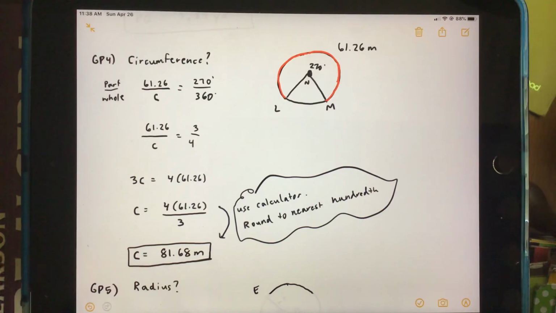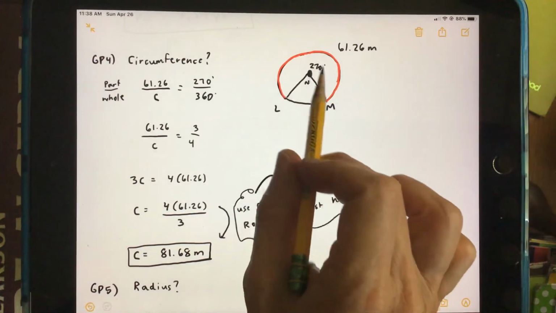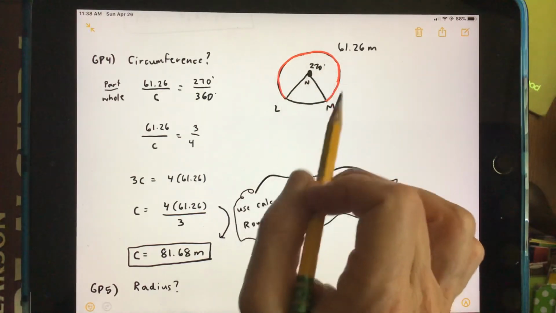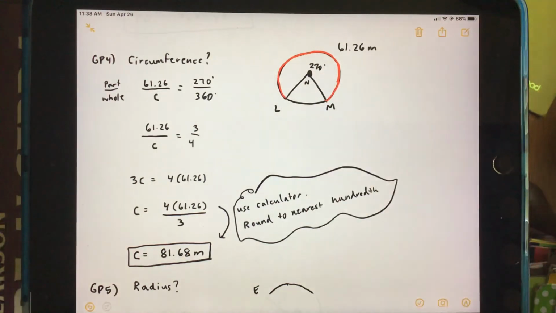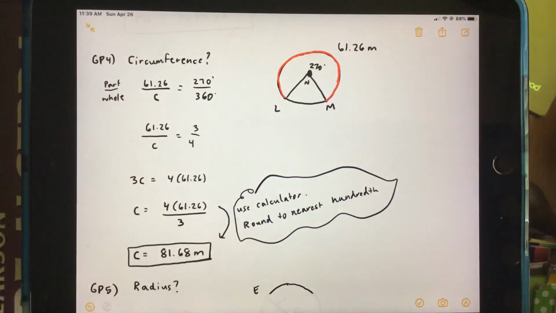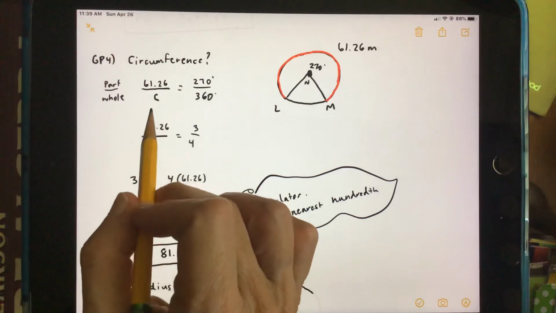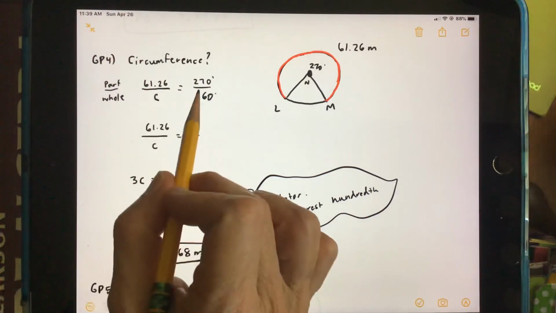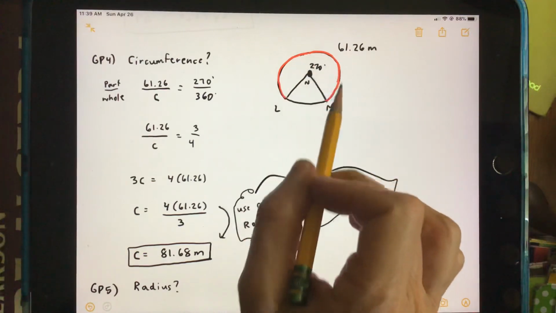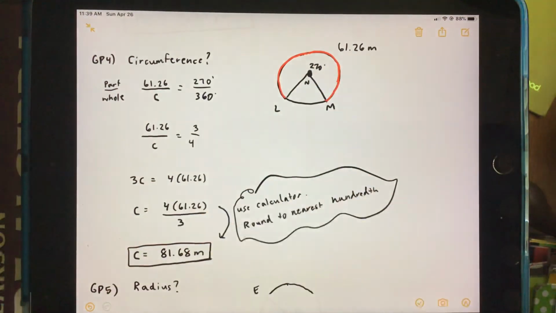All right, what about the circumference of our circle here? Given the information that we have, the big angle here, 270 degrees, that's the red arc. And we're also told that the red length here is 61.26 meters. So again, using part to whole, the 61.26, which is part of the circumference of the circle, compared to the entire circumference of the circle, is equal to 270 degrees, the measurement for this red arc, to the entire circle of 360 degrees.